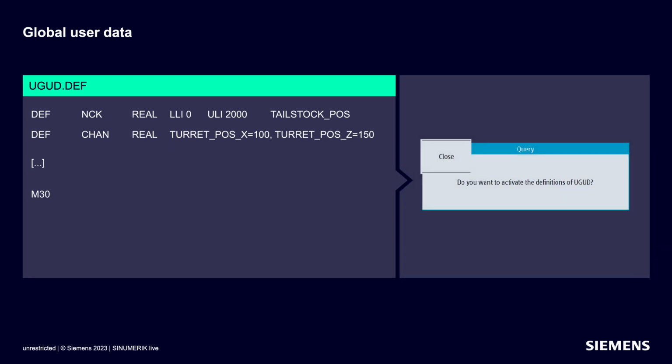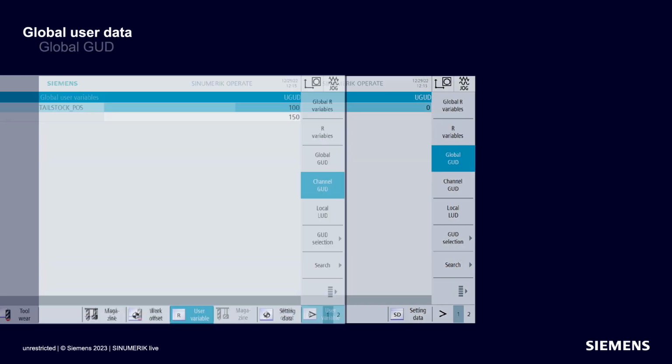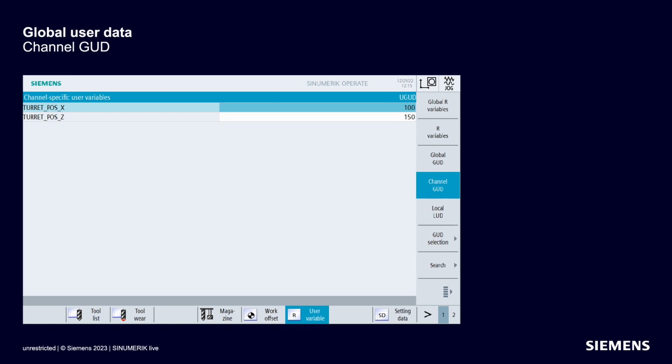Next, close the definition file and simply answer yes to the question of whether the GUDs should be activated immediately. The variables appear instantly, ready for programming. Both the global GUDs and the channel GUDs can be displayed and defined in the Parameters operating area of the User Variables screen. This is done in the same way as for the R parameters.